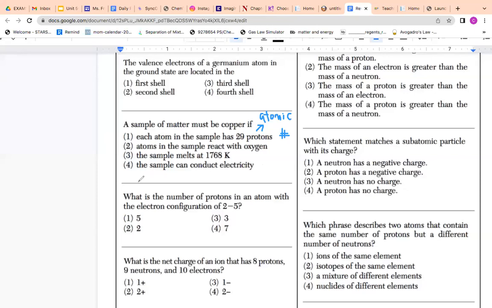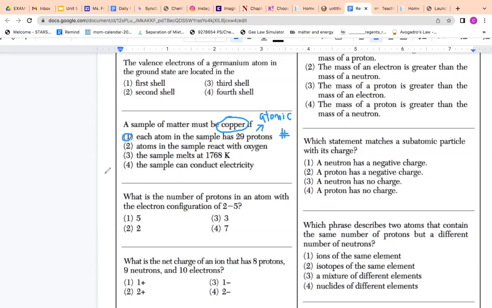Now, many different things can conduct electricity. There could possibly be some other substance that melts at 1768 K. A lot of things react with oxygen. Again, the thing that would define an element, as we have been talking about, is the number of protons that it has, or the atomic number. So this one is simply choice 1.